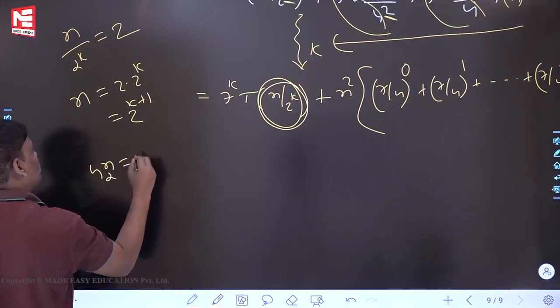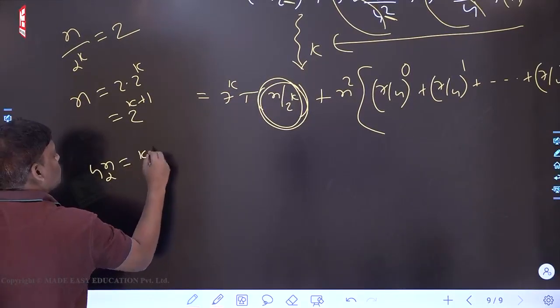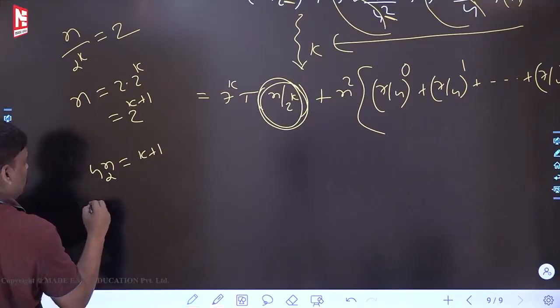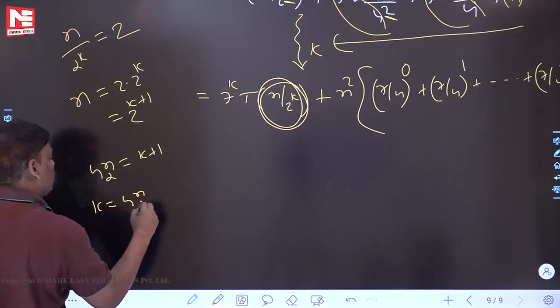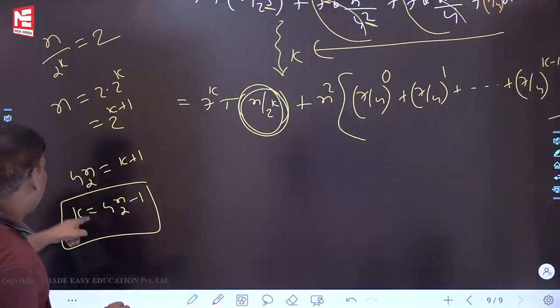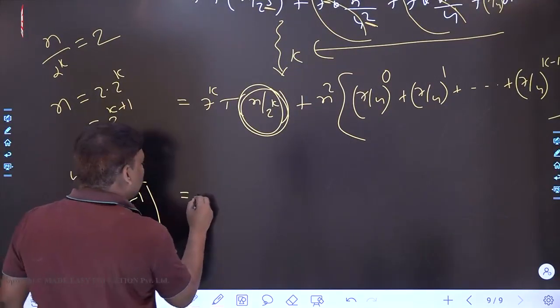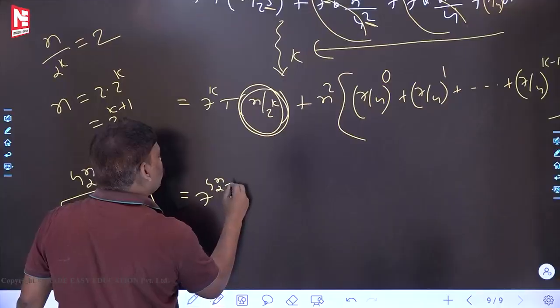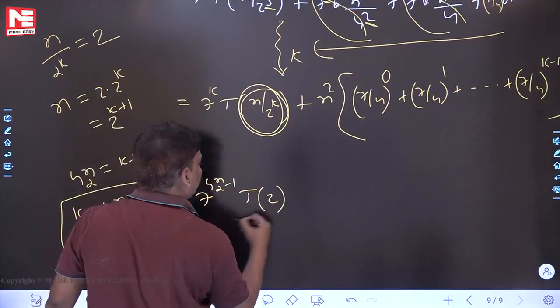log n base 2 is equal to, what is the answer? (k+1) log n base 2. Finally, k is equal to log n base 2 minus 1. Right? So k is log n base 2 minus 1. Substitute here: 7^(log n base 2 minus 1) T(2).